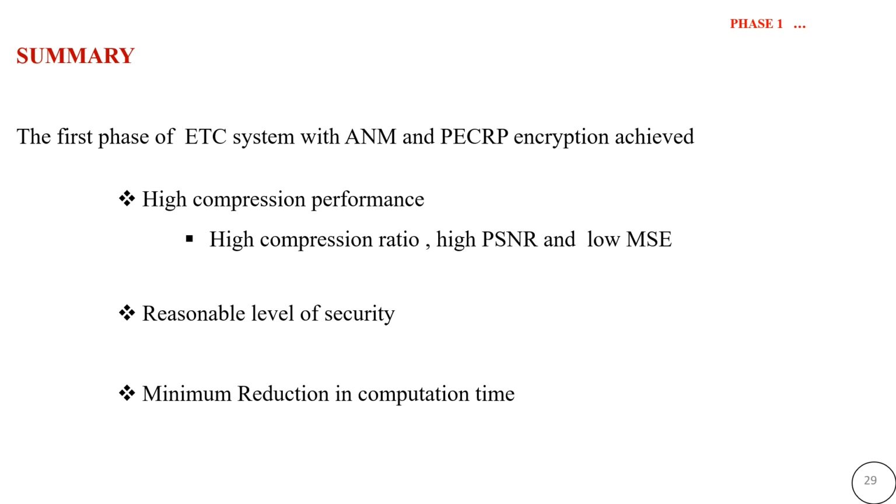According to this discussion, the encryption then compression system with ANM and PECRP encryption achieves high compression performance, with a high compression ratio, high PSNR and low mean square error value. It achieves a reasonable level of security and a minimum reduction in computation time. So in this class, finally we conclude that the ETC system with ANM and PECRP achieves high compression performance with a reasonable level of security. Thank you.